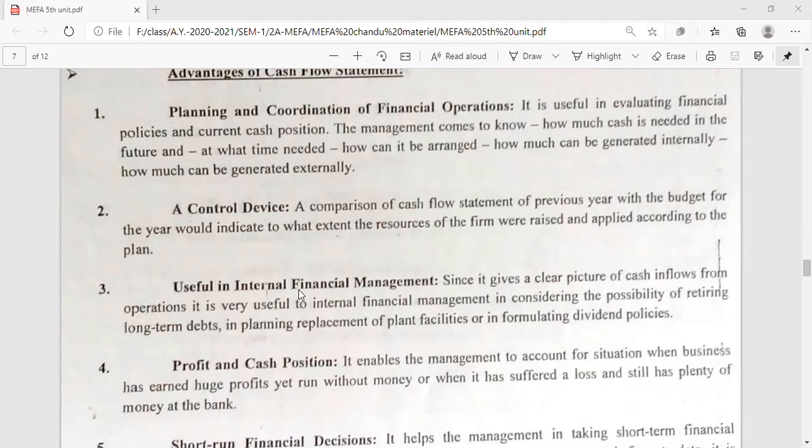Profit and cash position. You can see profit and cash position. So by seeing this cash flow statement, you can understand. That means if you have invested, say some 10 lakh rupees, and at present if you have 15 lakh rupees, what does it mean? Within some period of time, okay, you are in the profit phase. You are in the profit phase.